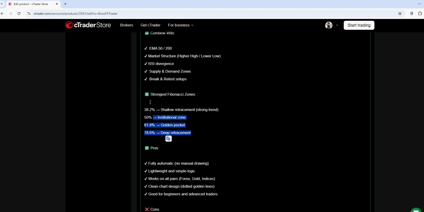Okay, so first is the 38. It's a shallow retracement, strong trend. And then 50 is the institutional zone. And then the golden pocket is 61. If you can see, the price retraces or pulls back to around 61%. And then what happened is there's a penetration of the candle. So it can be a good idea or a point of entry from there, or the point of interest. Okay, so possible for that one.